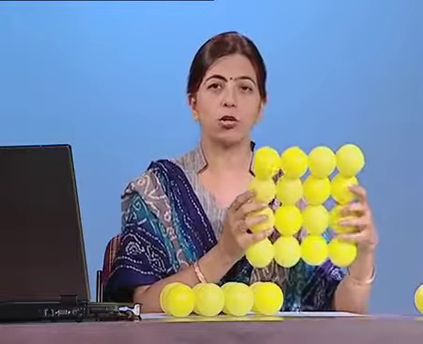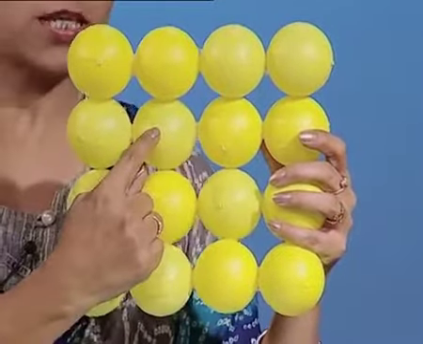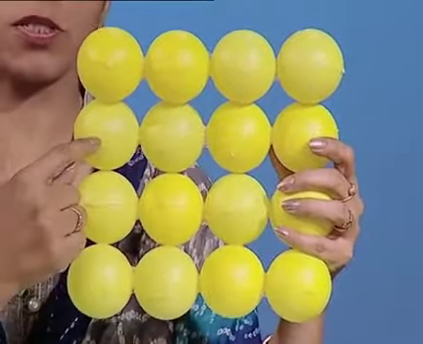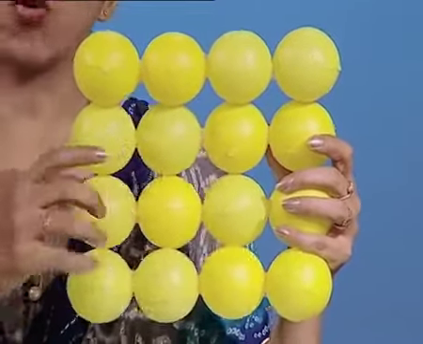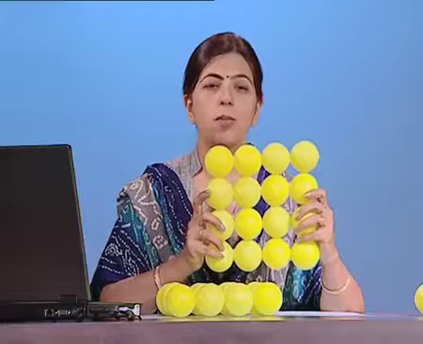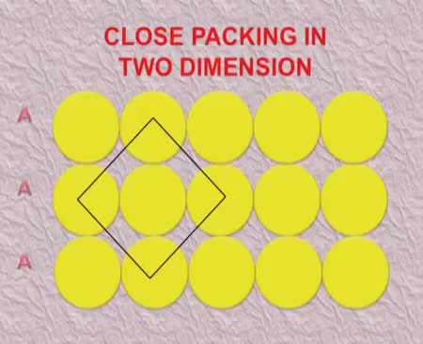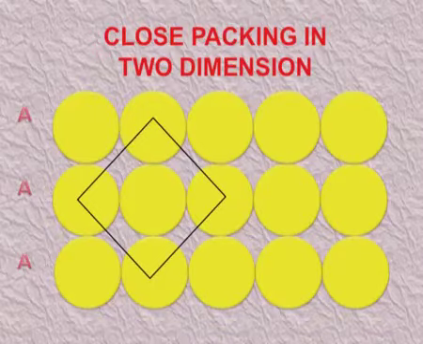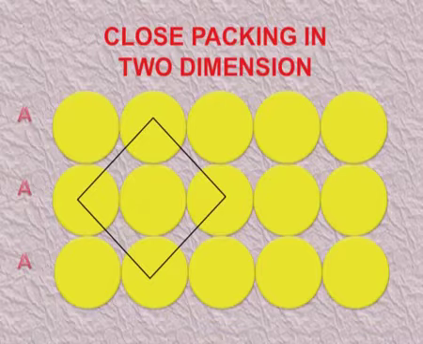Now let me explain the coordination number. Just see this ball, this atom, it is touching these 4 atoms. So its coordination number is 4. In the square close packing, the coordination number is 4. Just see the pictures. Can you see a square is formed when we connect or join the centers of the atoms which are touching the central atom? That is why it is known as a square close packing.